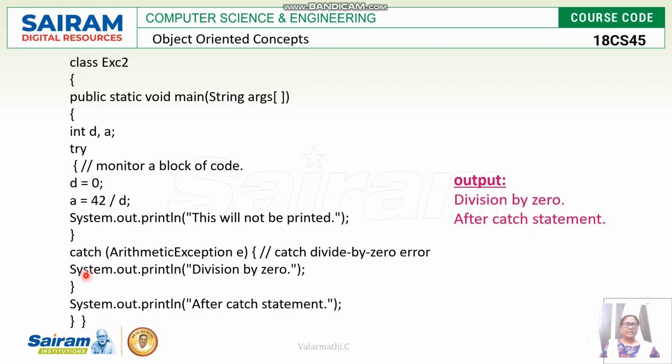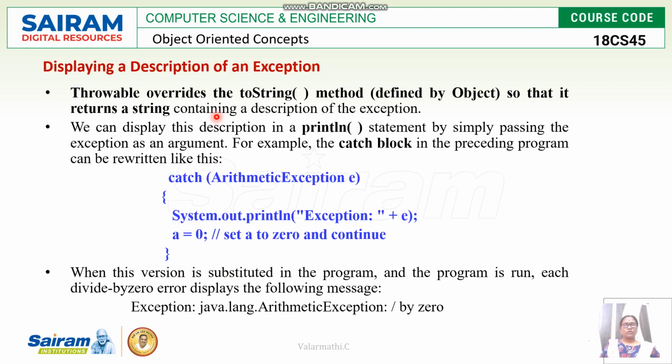Then immediately after the try and catch block, the statement which is written in the class will continue. So after the catch statement, what is written? System.out.println is written, so that is what is printed here. It's a very simple example which shows how we can try a block of code to monitor and accordingly how we can write one catch statement. Displaying a description of an exception: here is how we can write a message inside the catch.